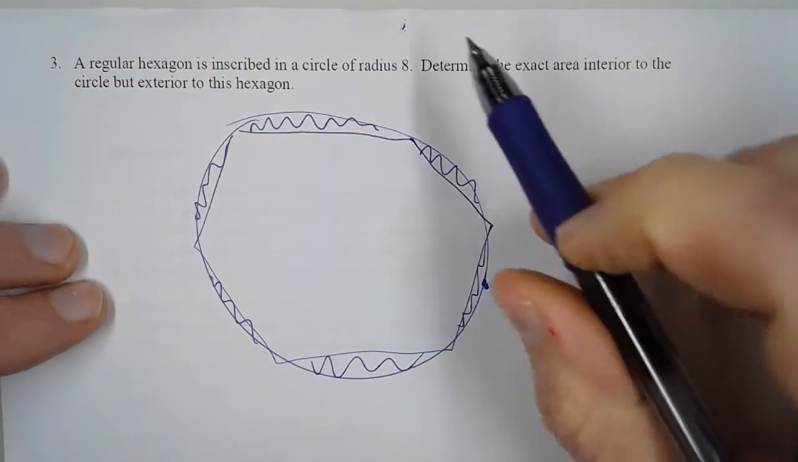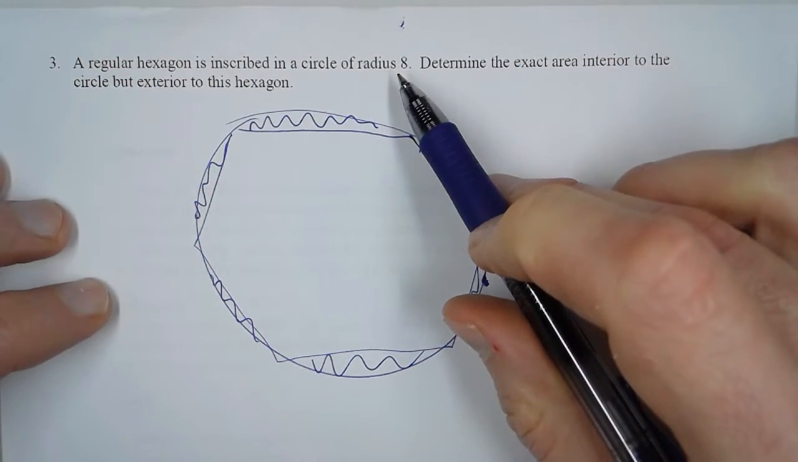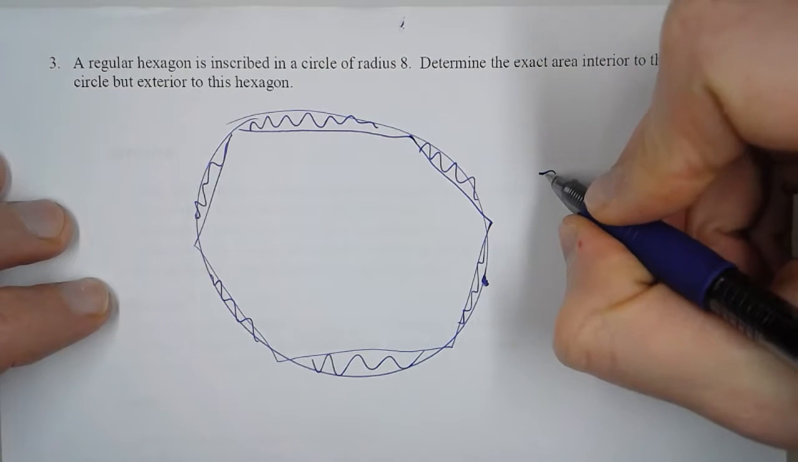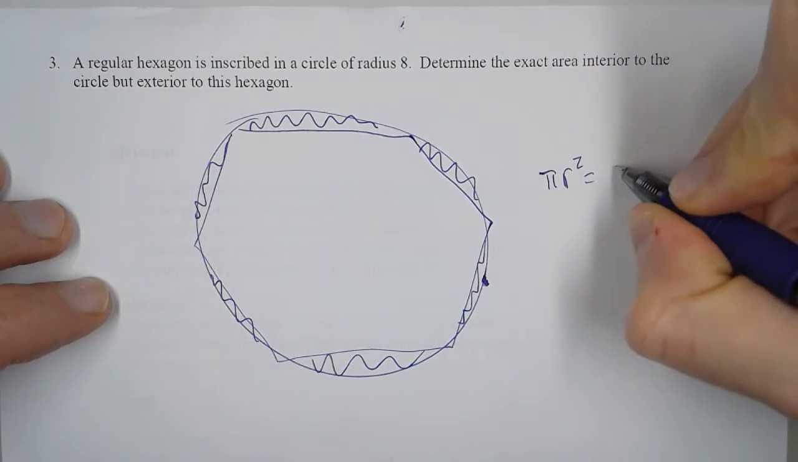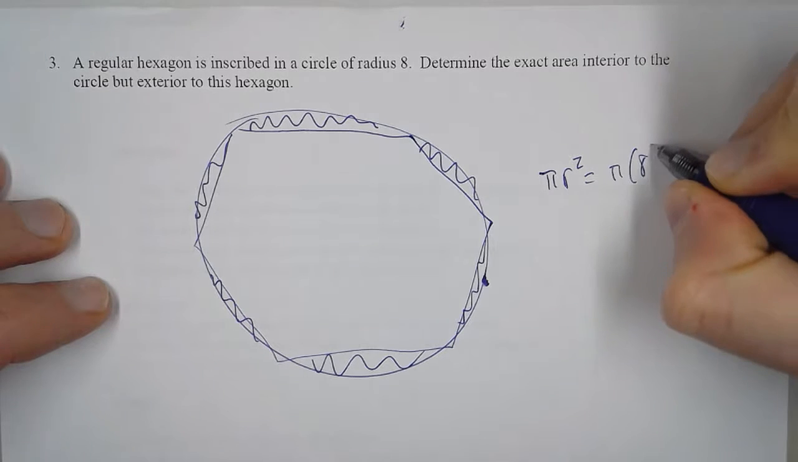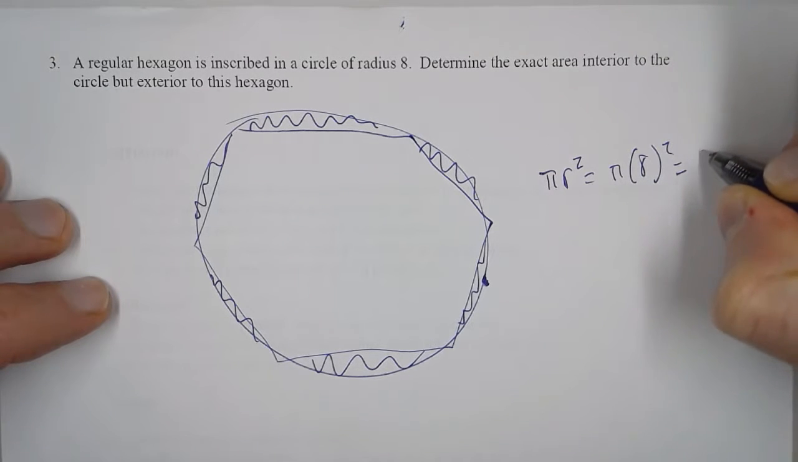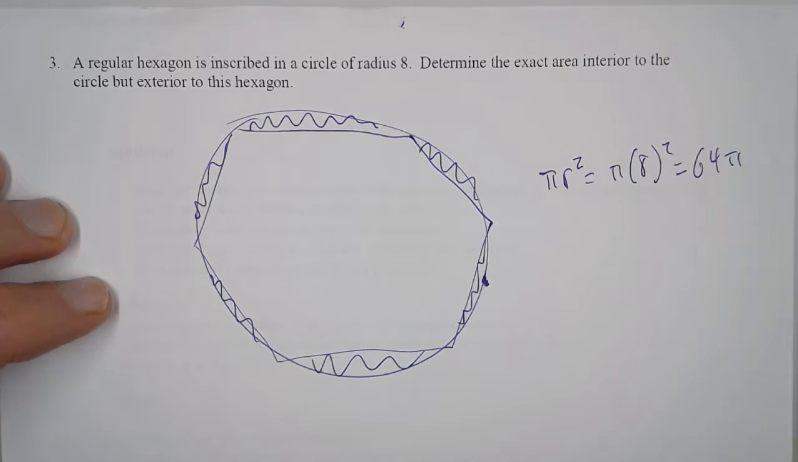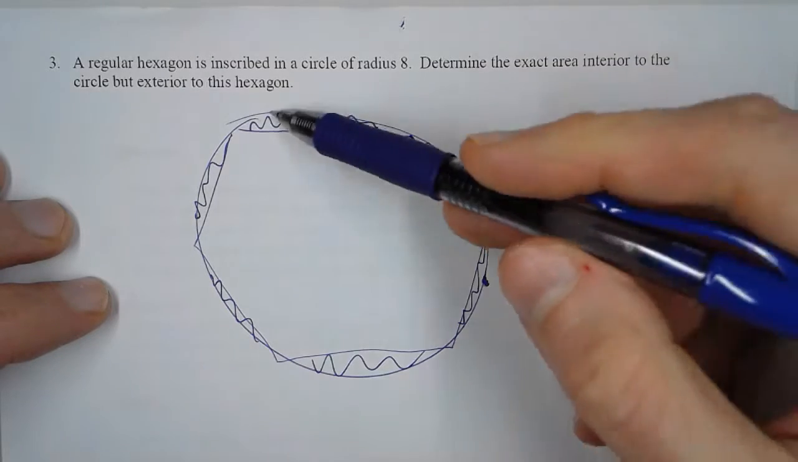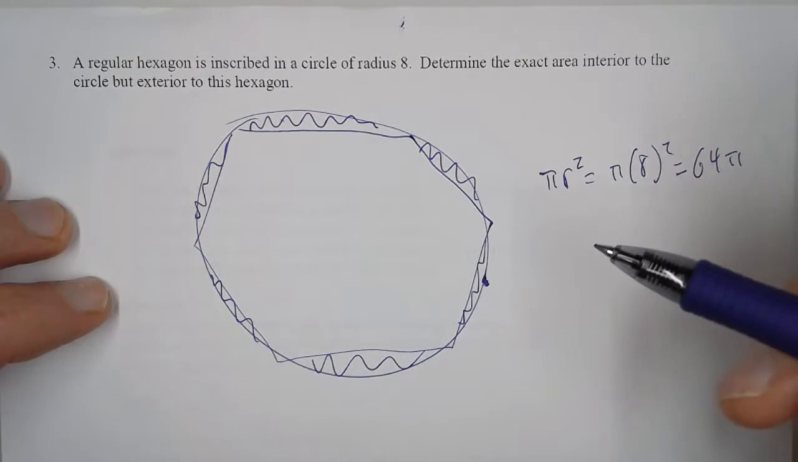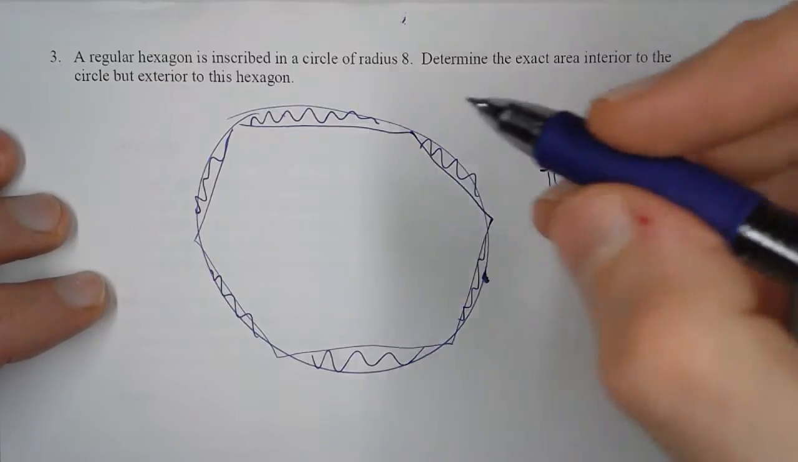Now what do we know? We know the radius of the circle, which means we know the area, because the area of a circle is pi r squared. So 8 squared, that means we get 64 pi. Now what we have to do is figure out the area of the hexagon and subtract that away. Well, what is a hexagon?